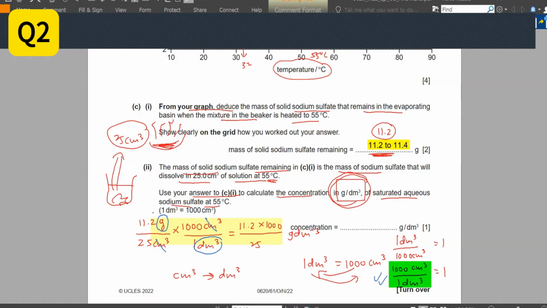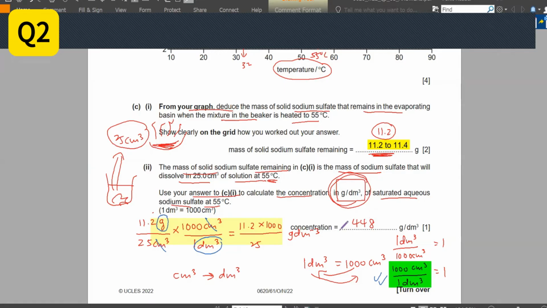11.2 multiply 1000 divided by 25. Okay, so that gives us 448 grams per dm cube. Okay, so that's the idea for this question.